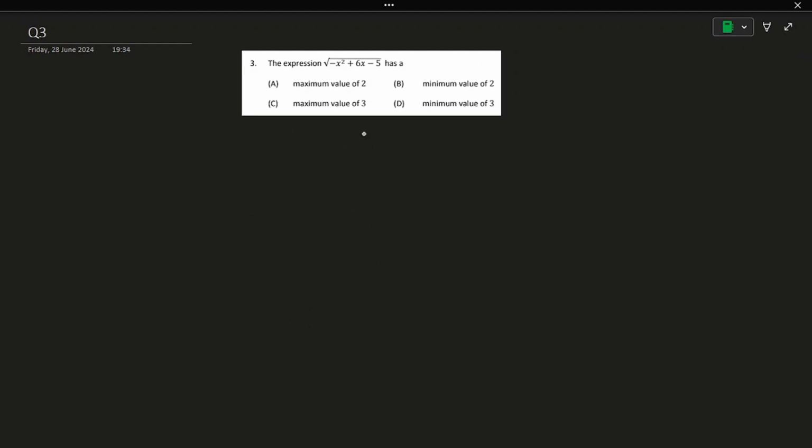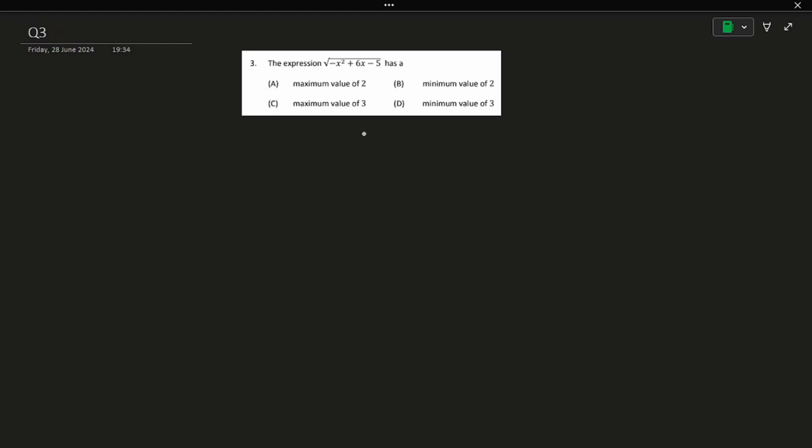Question 3 says the expression, the root of negative x squared plus 6x minus 5, we're trying to see if it has a maximum or a minimum value at certain values. This is rather a tricky question, but let's see what it means. I'll try to solve it using multiple methods.